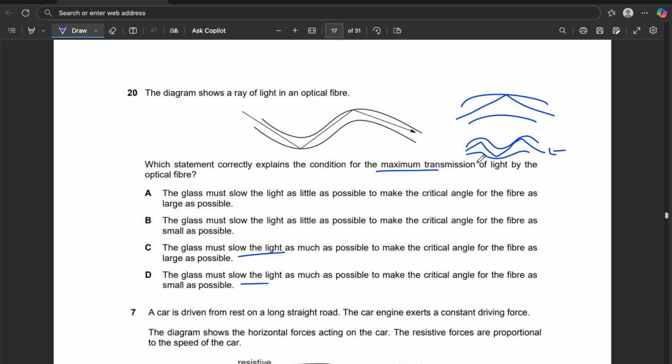And to have more internal reflection, we need to make the critical angle small, so that we don't need a large angle for it to totally internally reflect, right? So critical angle small, so it'll be D.